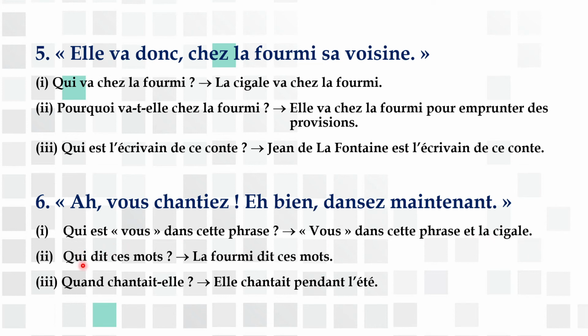Then, qui dit ces mots? Who says these words? It is the ant who says this. La fourmi dit ces mots. Then, quand chantait-elle? When was she singing? So here it said, vous chantiez, or you were singing. So when was she singing? Elle chantait pendant l'été. She was singing in the summer. Okay, so these are two sample questions from the second lesson.